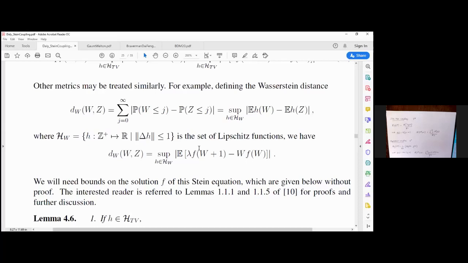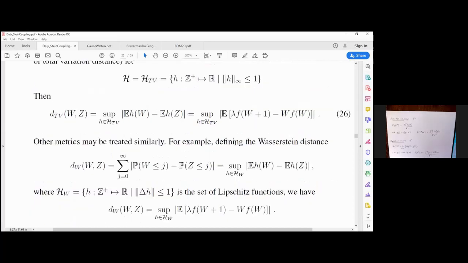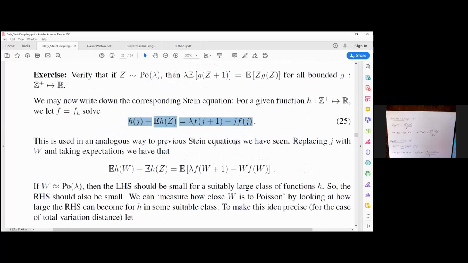So again, once I write down this equation here, I'll need to find bounds on the solution f to that equation that will depend on the function h. The bounds that I have will be a little bit different depending on what kinds of functions h I'm thinking about. But if I want to transform all the total variation results that I'm going to think about into Wasserstein results, all I have to do is change the bound that I'm using on this function f. So I'll show you what those bounds are. As in every other example, this equation I can just think of as a difference equation, a recurrence relation, however I want to think about it.